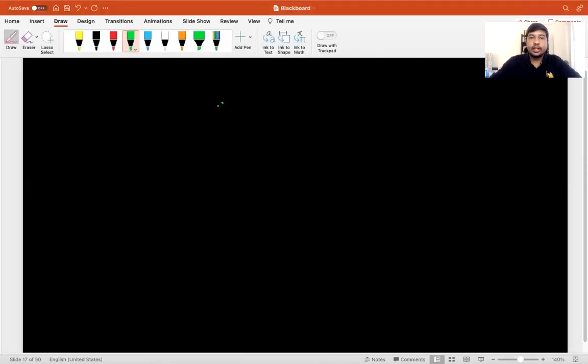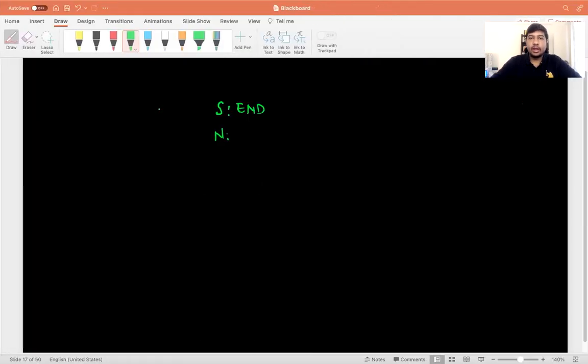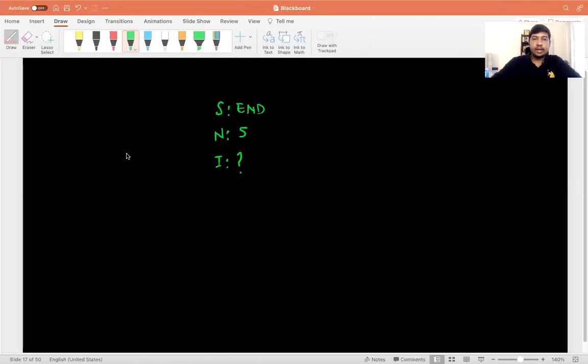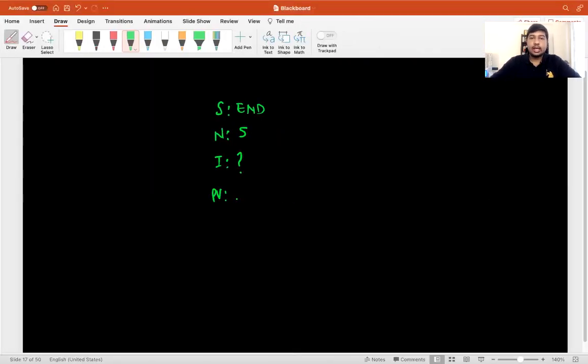So how do you give this effect? Set will be end. N will be the number of cash flows. So she needs money for 5 years, so N will be 5 annual payments. I is something that you need to calculate because you don't know what is the return that should be targeted. Then PV is the amount of money that she is going to invest today, which is 12 lakhs. And since this is an outflow, it should be mentioned in minus or negative. So 12 lakhs is an outflow.